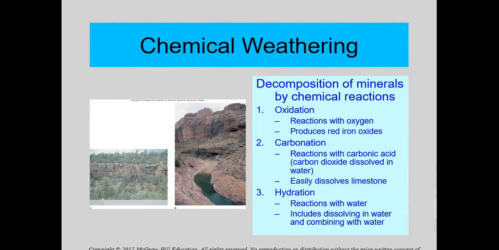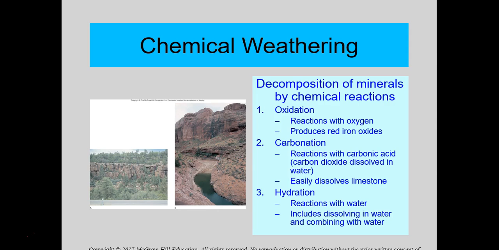The second type of weathering is what's known as chemical weathering, and this occurs due to chemical reactions with elements inside of rocks. This can occur in a number of ways. One is what's known as oxidation, so you have reactions with oxygen inside of these rocks. This will produce red iron oxides and red areas, usually around water deposits.